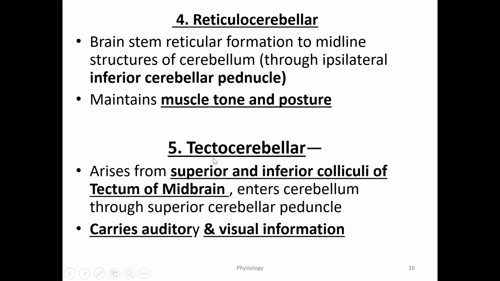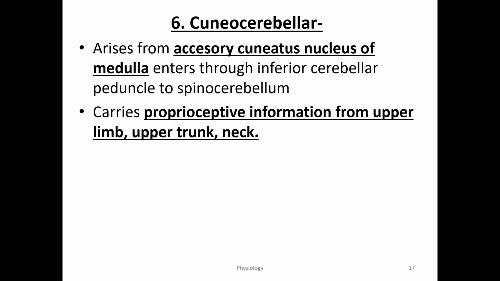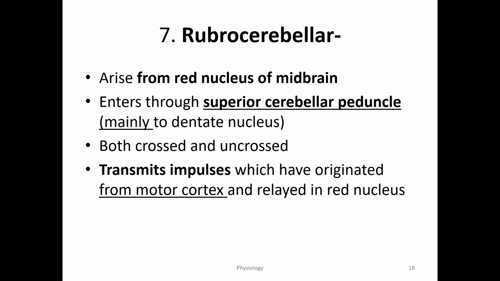Then tectocerebellar, from the tectum group, the superior and inferior colliculi of the midbrain. The most important function is that it carries auditory and visual information. This is a very important function carried by the tectocerebellar tract. Then next, the cuneatus group of nuclei of the medulla, which send signals via the spinocerebellar pathway, and its main function is again proprioception from the upper extremity, that is the upper limb, upper trunk and neck. This is the most important function done by the cuneatus group of nuclei.